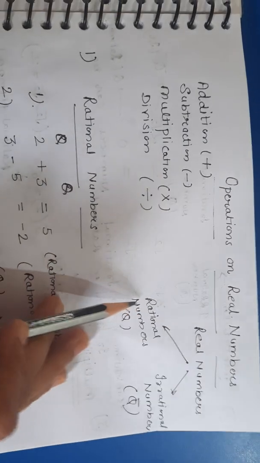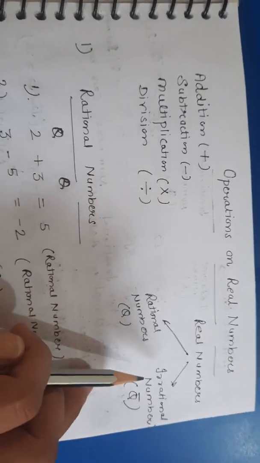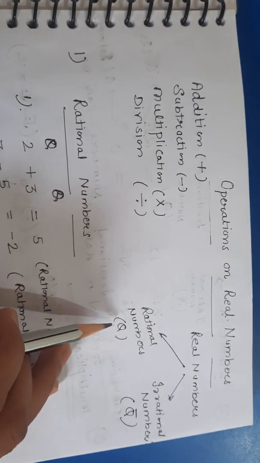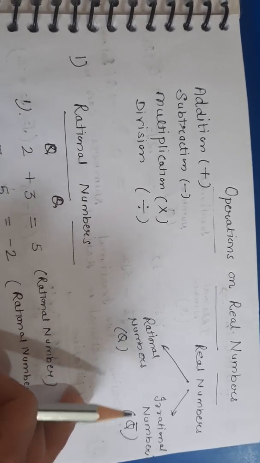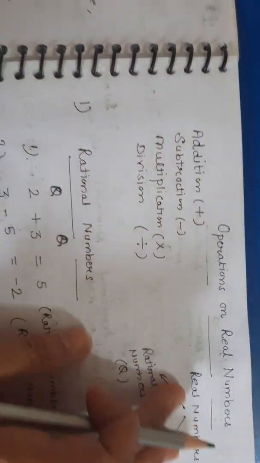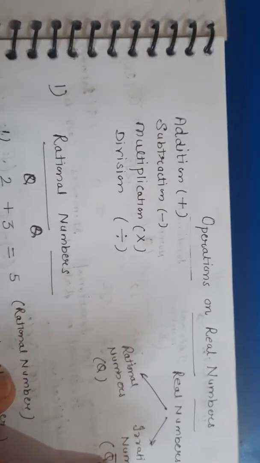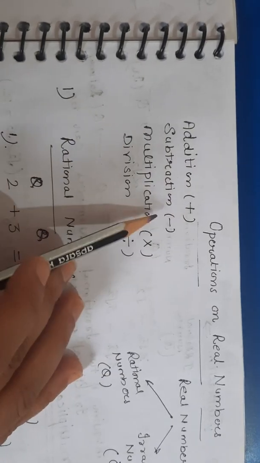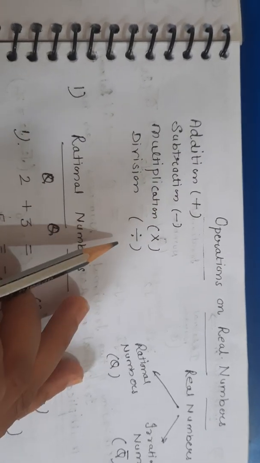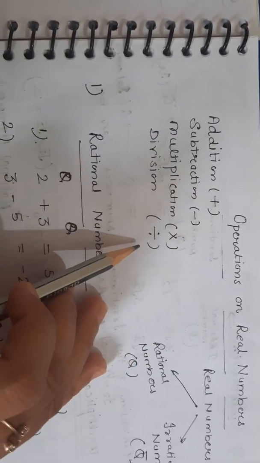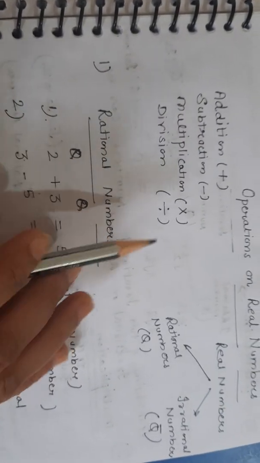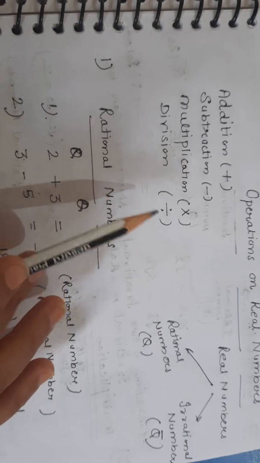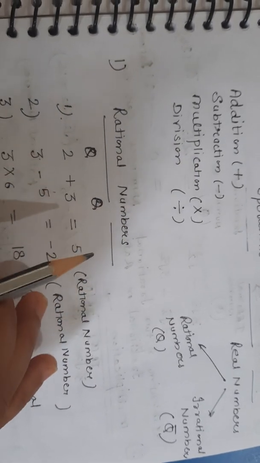Now real numbers contain all rational and irrational numbers. Rationals we denote by Q and irrationals by Q bar. First we are going to discuss all the algebraic operations on real numbers: addition, subtraction, multiplication and division. These four are known as algebraic operations. I begin with the rational numbers and I am going to discuss all these operations on rational numbers.